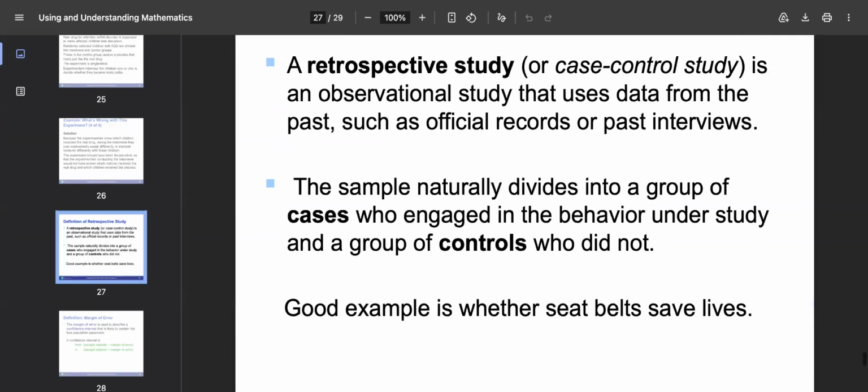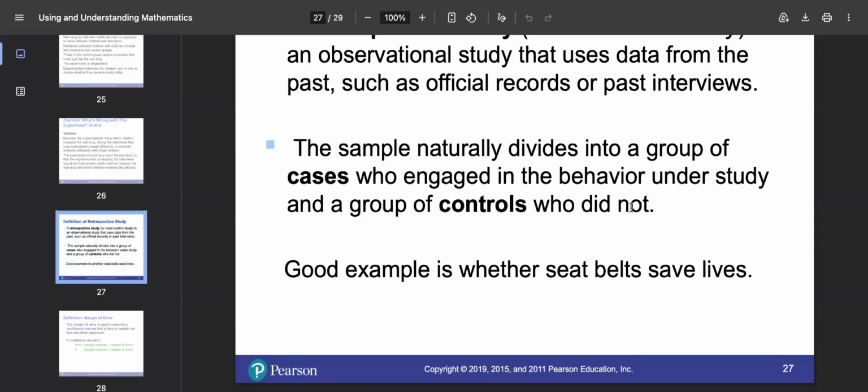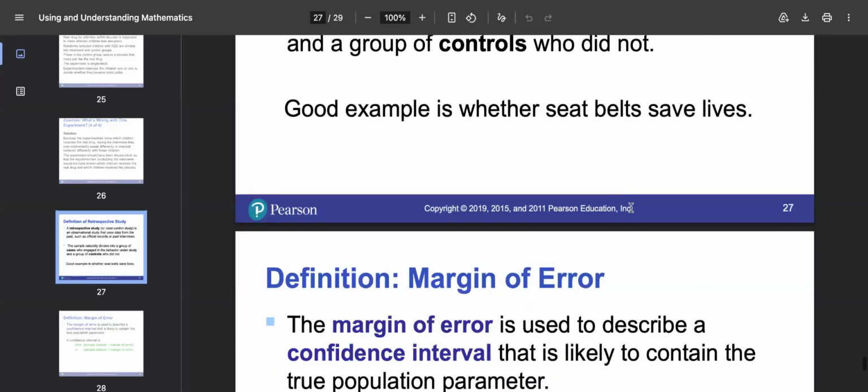We could look at things like unemployment rates. Have they gone up or down? It's using information that already exists, numbers that already exist. And people do that a lot to find out new information.